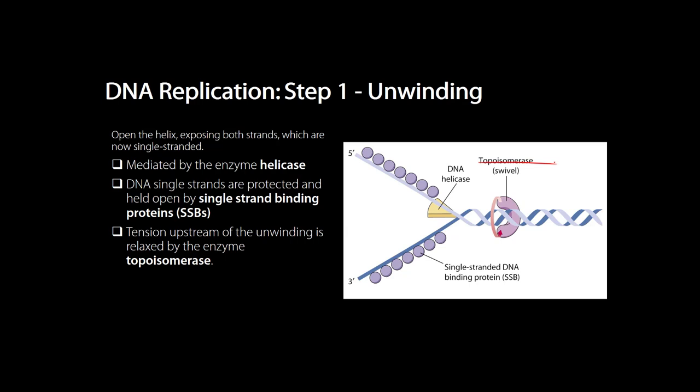Then there's one more protein here in the first stage. These are called single-stranded binding proteins. All right, single-stranded DNA binding proteins, or SSBs. What these do is they basically protect the single strands of DNA, and in addition, hold it open sort of like a vise or a clamp, keeping this open so that it can be replicated. All right, so that's the first step.